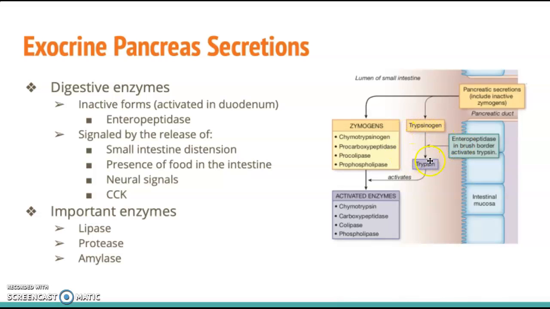And eventually, trypsin activates these inactive zymogens so they're in their active forms. And these digestive enzymes are signaled by the release of a few different things. The first thing is small intestine distension. There's the presence of food in the intestine, neural signals, and cholecystokinin. This is a GI hormone that stimulates the digestion of fats and proteins.